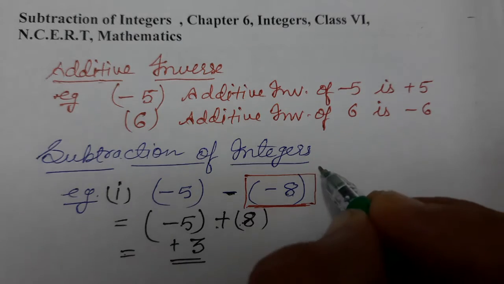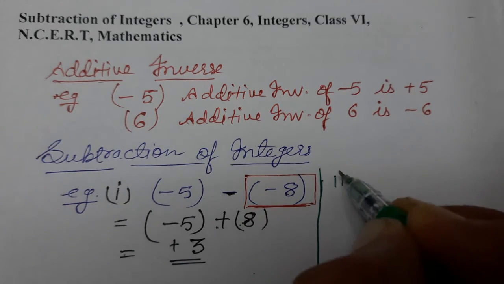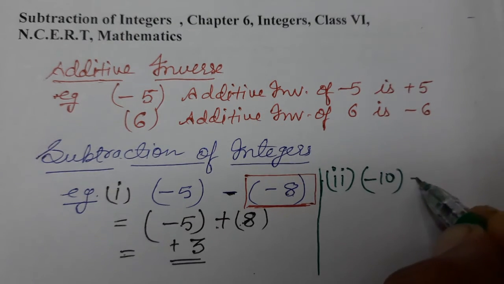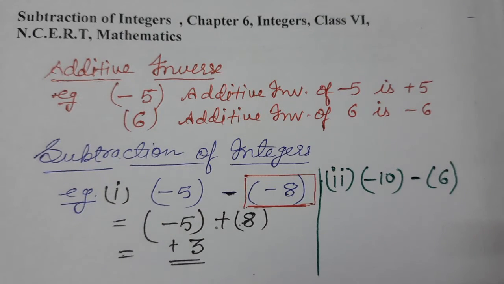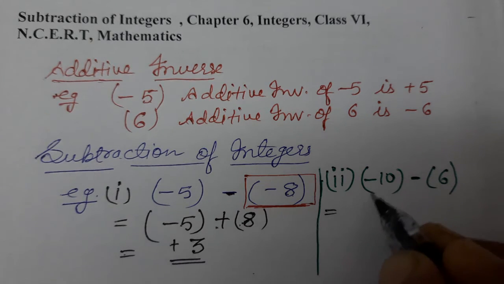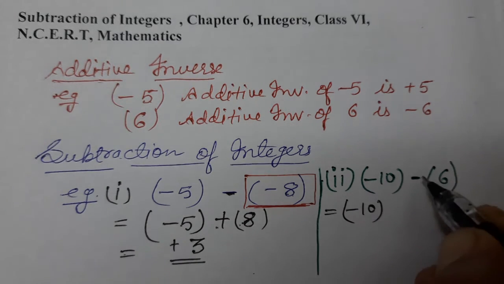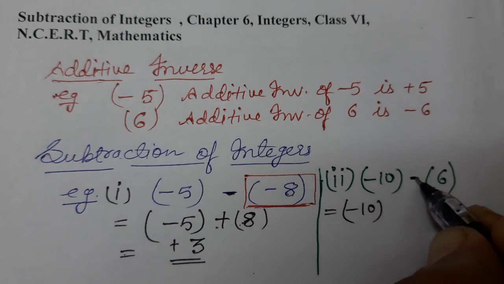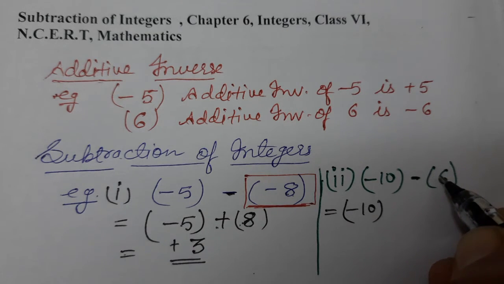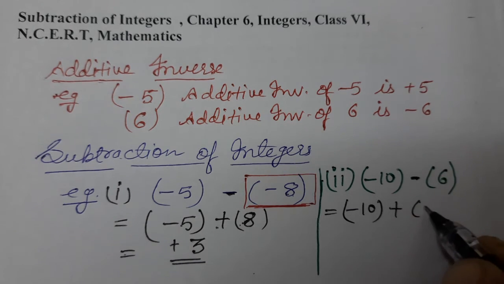So see, second example, minus 10 minus plus 6. Suppose this is the number. This is the second example we have taken, and now let us solve this. So the first step is the same, minus 10 will remain as it is. Now take the additive inverse. We need to remove this minus. हमें इस minus को हटाना है. तो अगर हमको इस minus को हटाना है, that means we have to take the additive inverse of the number inside. So what is the additive inverse of plus 6? The additive inverse of plus 6 is minus 6.